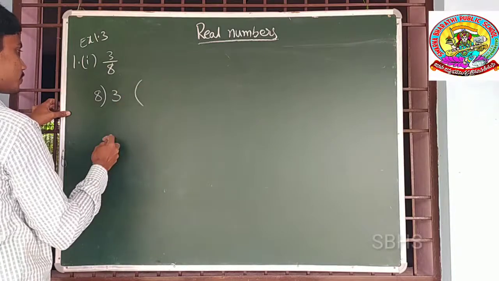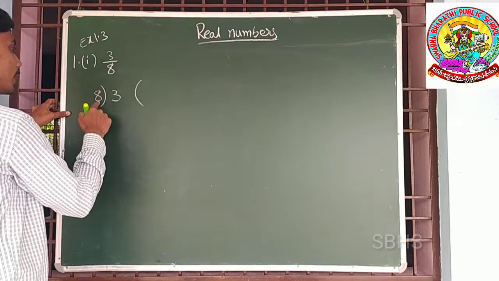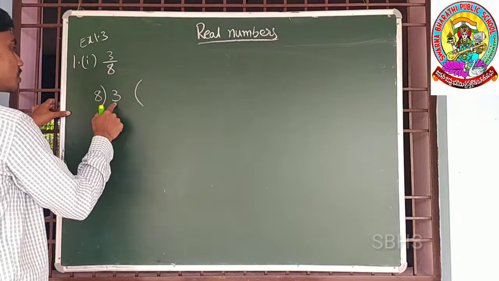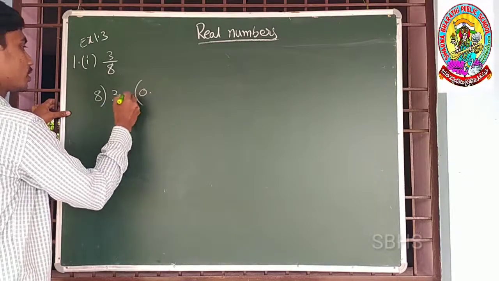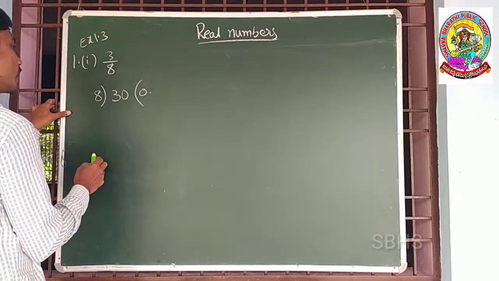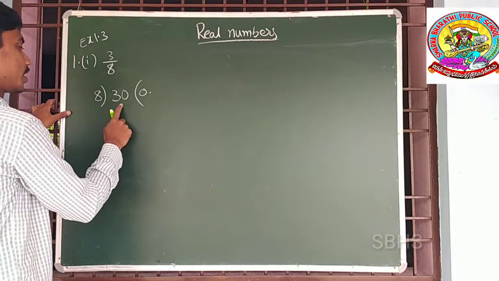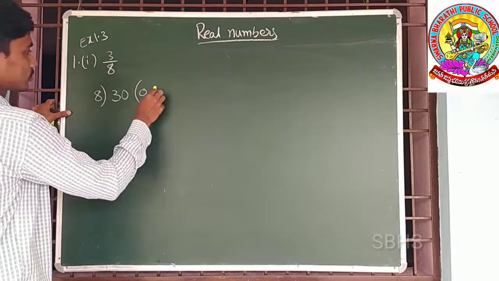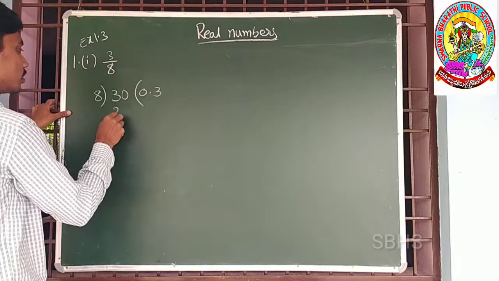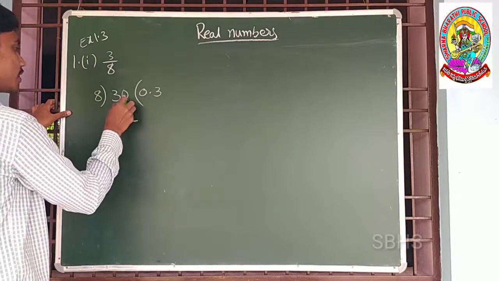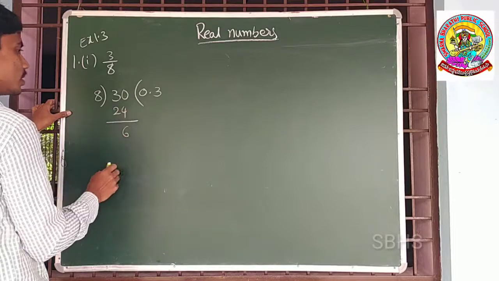3 divided by 8. When compared to the divisor, the dividend is very small, so keep the point and put 0 here. Which multiple in the 8 table is nearest to or equal to 30? 3 8s are 24. Again, 30 minus 24 gives the answer 6.